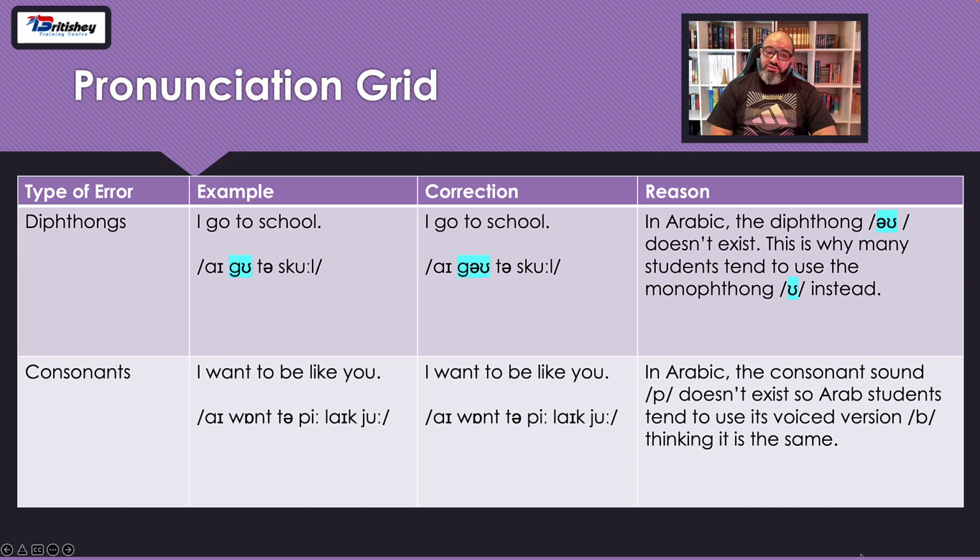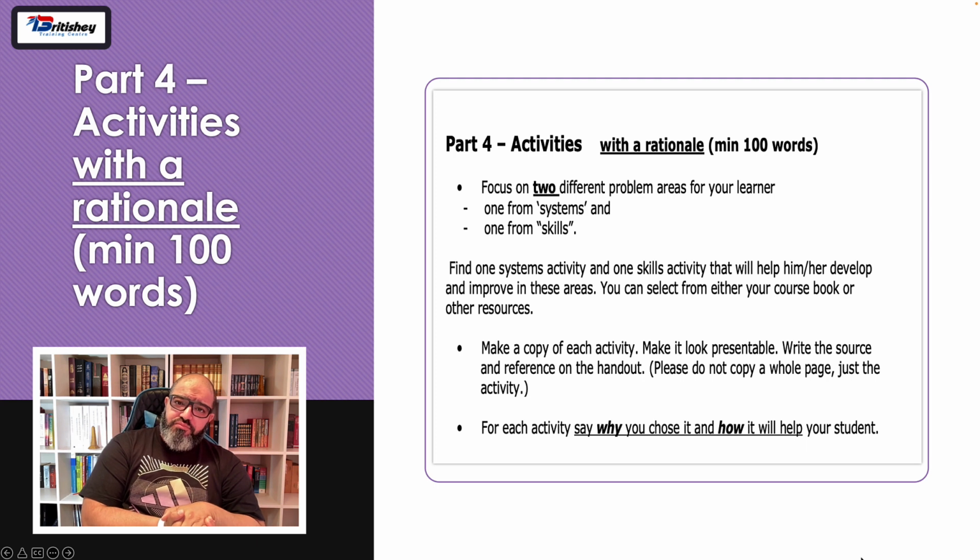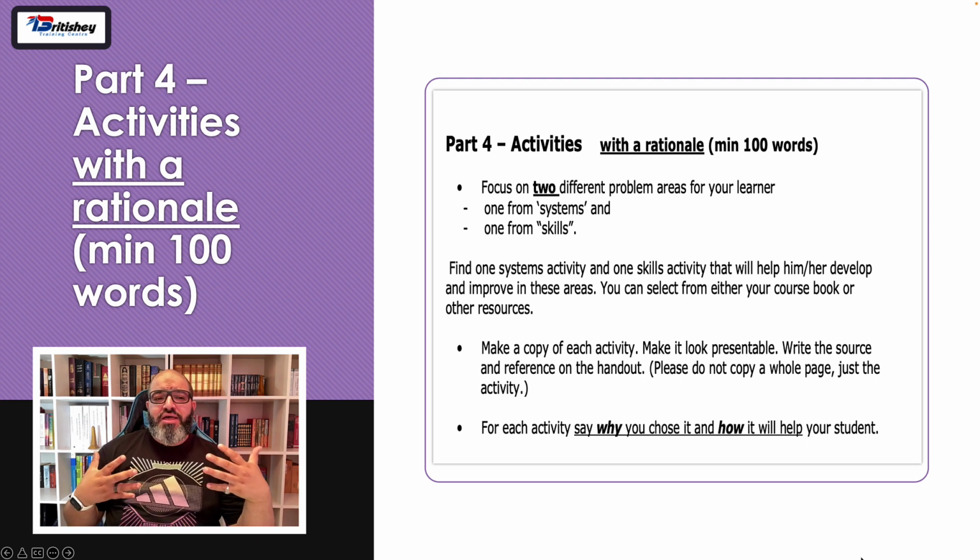Another example with consonants. I want to be like you. And the correction is I want to be like you. In Arabic, the consonant sound P does not exist. So Arab students tend to use its voiced version B, thinking it is the same. Good, lovely. Now, part 4 in the assignment, which is actually about recommending activities.